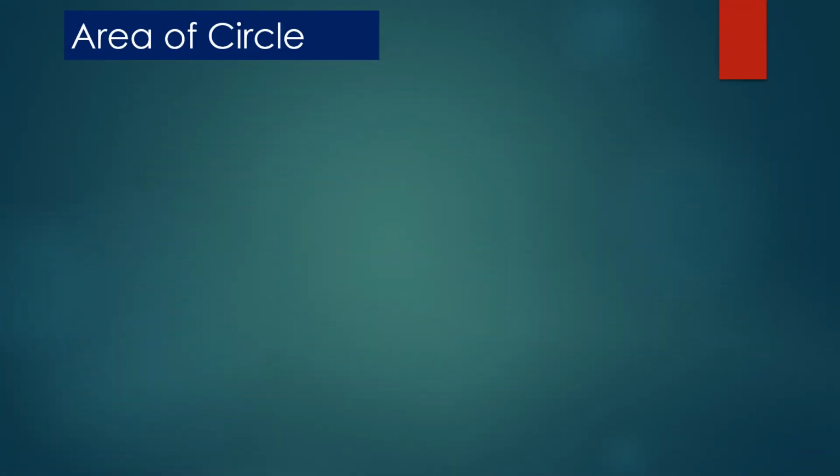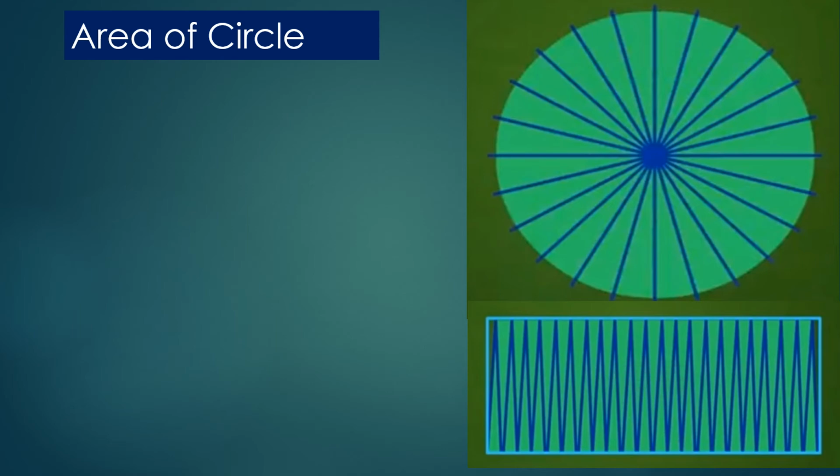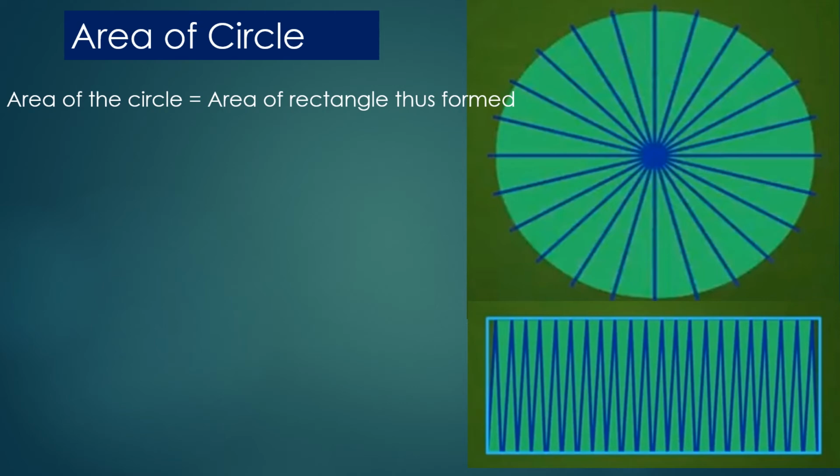Area of a circle. You know that area is the amount of surface enclosed by a closed figure. In some cases, we need to find out area of a circle. Thus, we need the formula for finding out area of a circle. For that, we have taken a circular piece and we can divide this circular piece into small sectors. And the same region we can rearrange into a rectangular form. Thus, we have seen that area of this circle is equal to area of the rectangle thus formed.